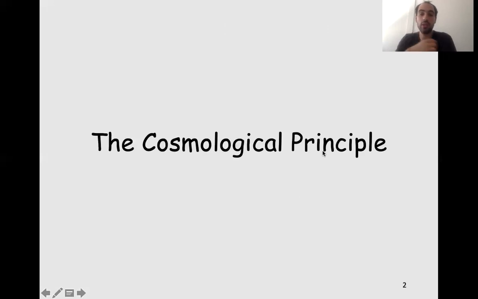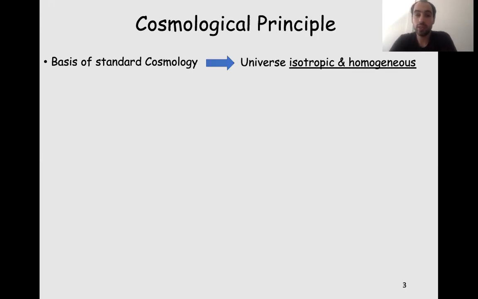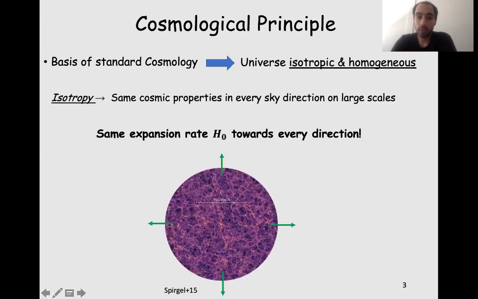We will start with a theoretical introduction, the necessary one, and the cosmological principle, which, as I'm sure you all know, is a fundamental pillar of the standard cosmological model. It states that the universe must be isotropic and homogeneous over sufficiently large scales. Isotropy means that the universe must have the same cosmic properties towards every direction, which boils down to the fact that the universe must have the same expansion rate, the same Hubble constant, towards every direction of the sky.